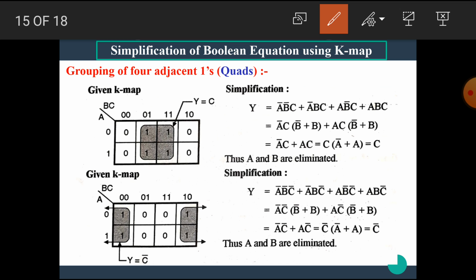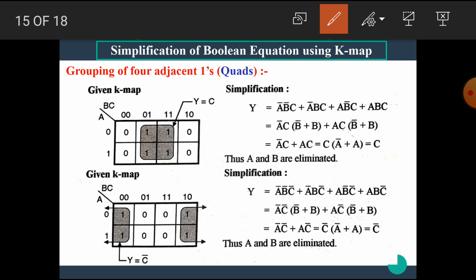Let's see another example. Here in this Kmap there are 4 adjacent ones, hence we make the quad of it. Okay, then we have to simplify this Kmap by writing the associated minterms with respect to these ones only. For this one we get here a bar b bar c. Okay, for this one we get here a bar bc. For this one we get here a b bar c, and for this one we get a bc.